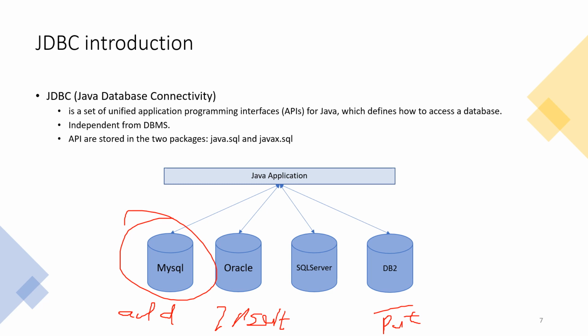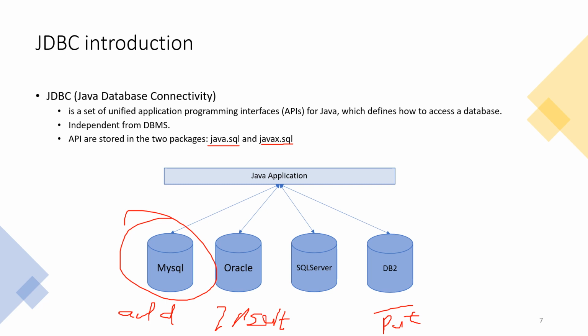That's why they want to define something in common, which is an interface. The JDBC interface is used to connect the Java application and the different types of DBMS. And all the API are defined in two packages from Java. One is java.sql, the other is javax.sql. This actually depends on the Java version.